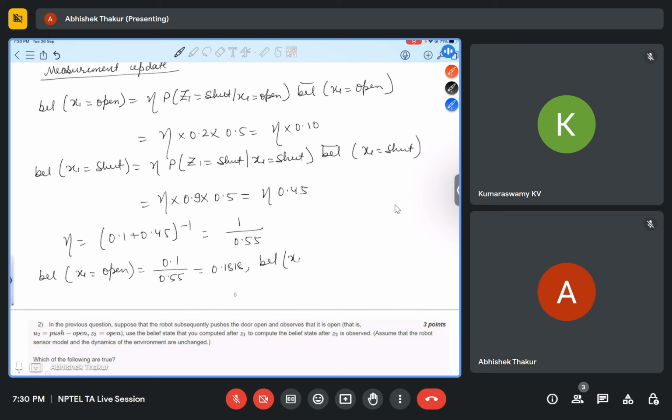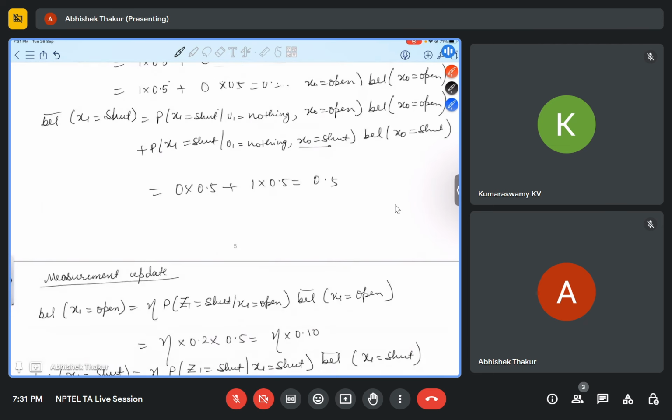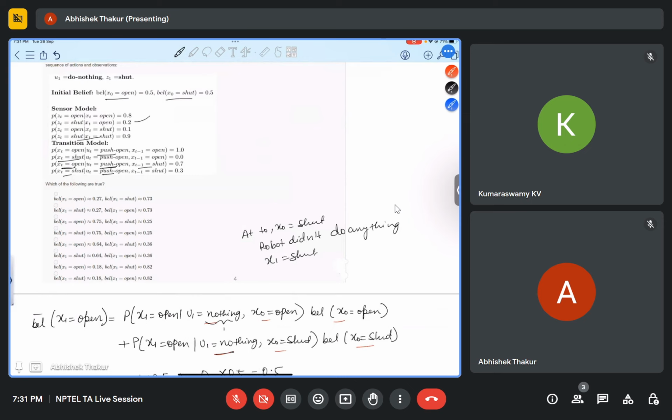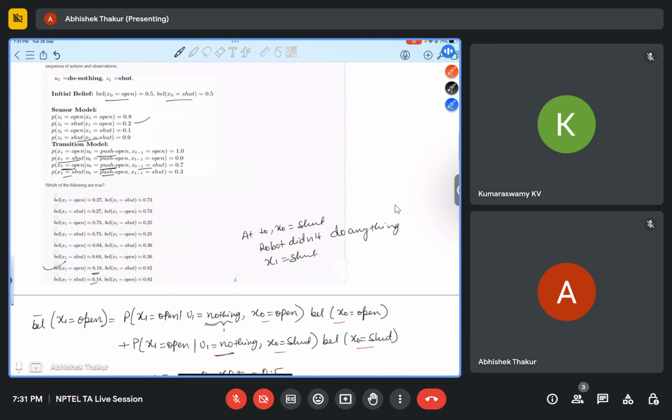Belief that x1 is equal to sat is given as eta 0.45 divided by 0.55. So this will become 0.45 divided by 0.55, which is 0.8181. So in this question, belief x1 is equal to open is 0.1818. So these two options are there. Sorry, open is 0.18, so this option is there, and sat is 0.82, so this option is there. So the correct option is the second last option.